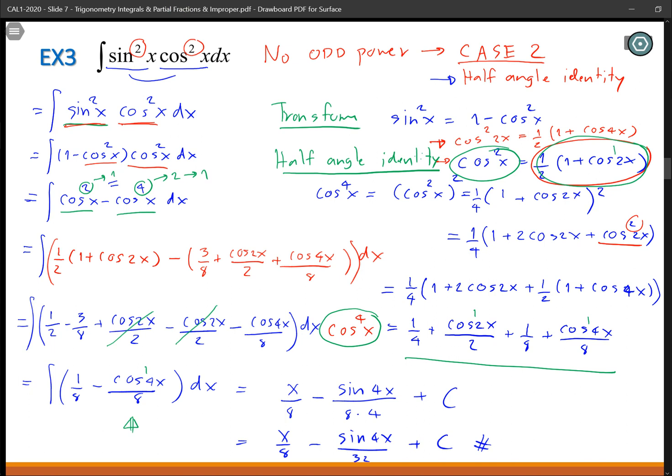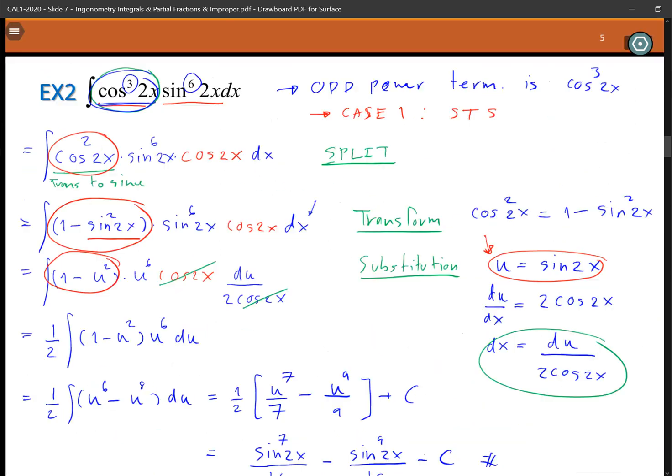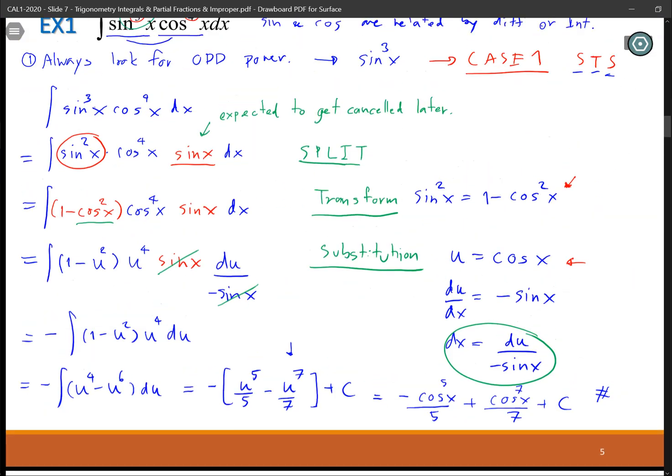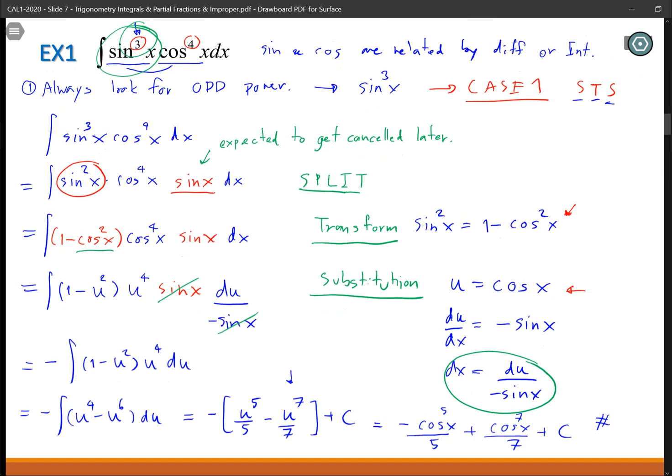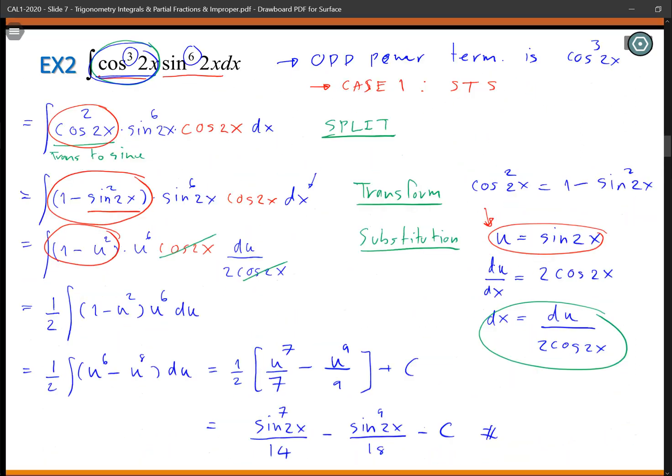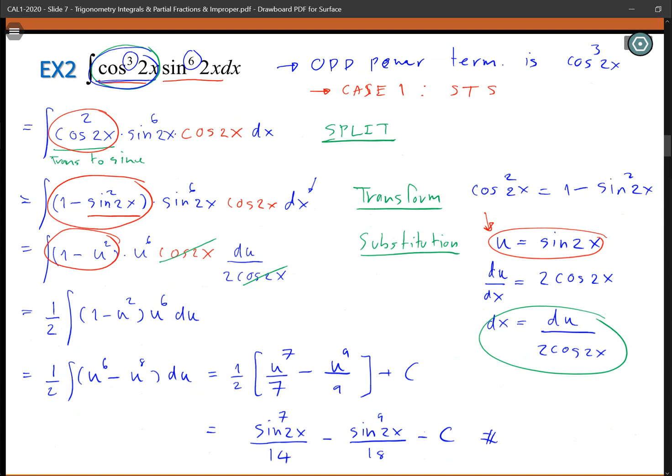I brought 3 examples here because each one of them is different. The first thing, when you see this kind of combination, sine and cosine with some powers, is to look for the odd power. If you find an odd power, you work with the STS strategy. Just the same, for example 1, you work with the sine terms. Example 2, odd power again, but this time it's with the cosine term, so you apply the same STS with cosine. It's a little bit different, but the same strategy.